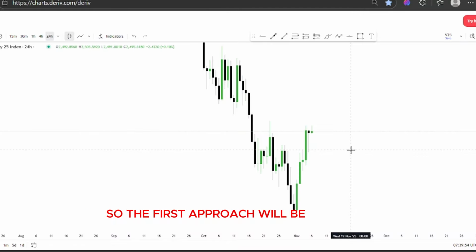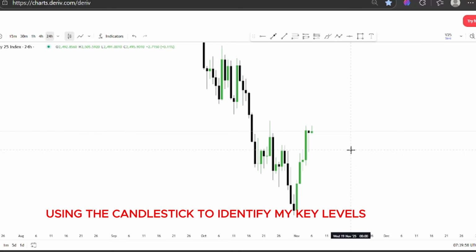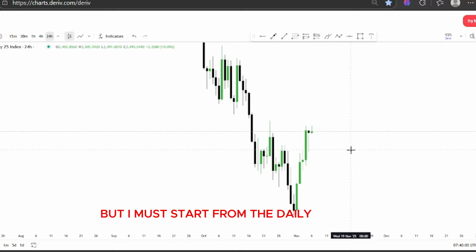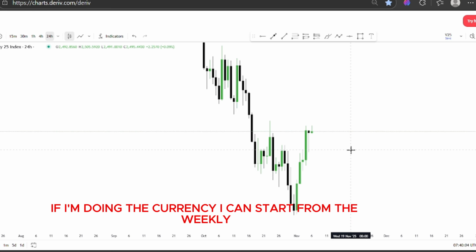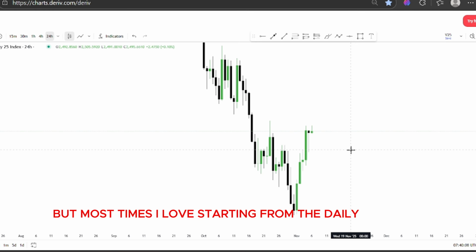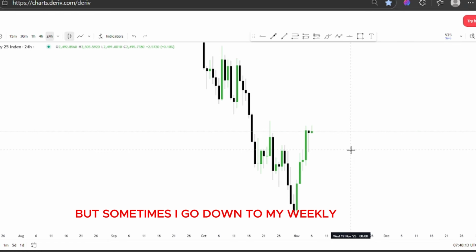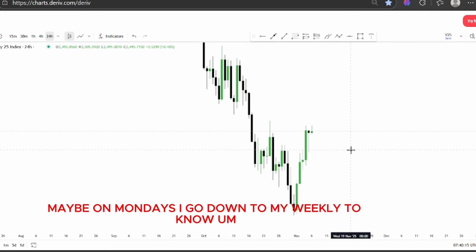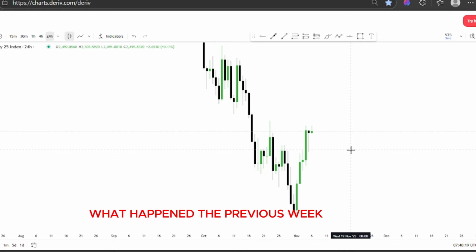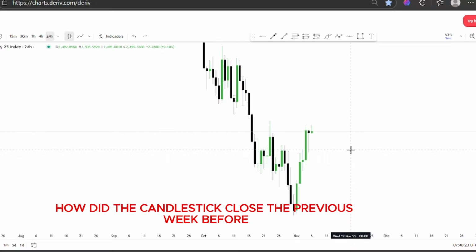The first approach will be using the candlestick to identify my key levels, but I must start from the daily. If I'm doing synthetic indices or currency, I can start from the weekly, but most times I love starting from the daily because I'm a day trader. I don't want to stress myself, but sometimes I go down to my weekly, maybe on Mondays, to know what happened the previous week. That is, how did the candlestick close the previous week?